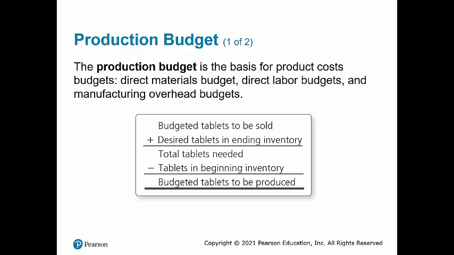But remember, we will have some tablets in beginning inventory. Our ending inventory for one quarter becomes our beginning inventory for the next quarter. So those tablets are already in finished goods. So we will subtract the number of tablets that are in finished goods inventory from the total tablets needed, and that will give us our budgeted tablets to be produced during that quarter.